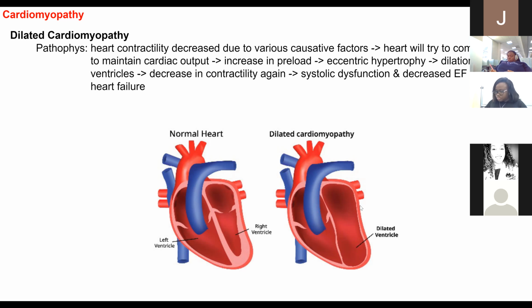You're going to end up having systolic dysfunction, right? Because you're not able to contract. And as a result, you're going to have less cardiac output being given, eventually leading to heart failure. Big thing here is the heart failure, okay?